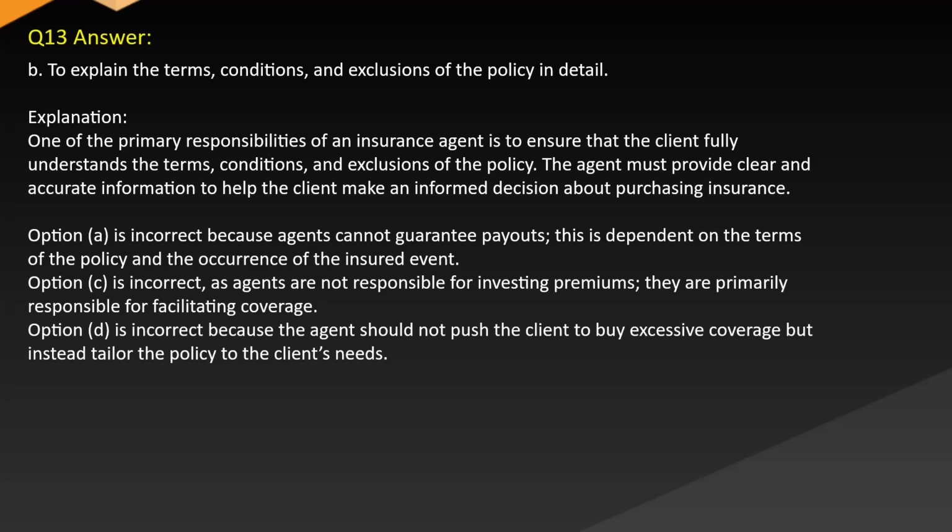Option A is incorrect because agents cannot guarantee payouts. This is dependent on the terms of the policy and the occurrence of the insured event. Option C is incorrect as agents are not responsible for investing premiums. They are primarily responsible for facilitating coverage. Option D is incorrect because the agent should not push the client to buy excessive coverage, but instead tailor the policy to the client's needs.